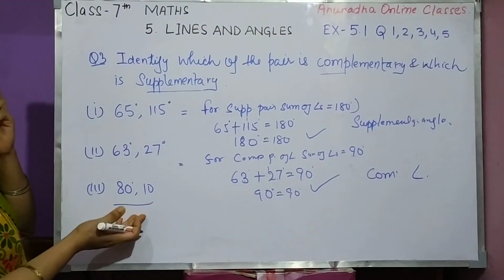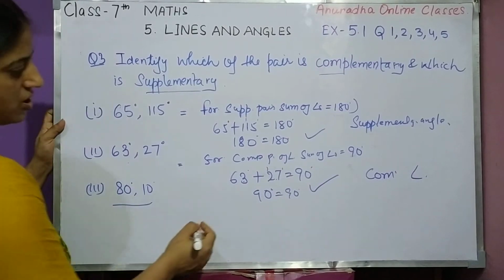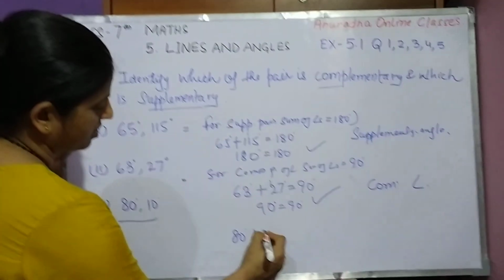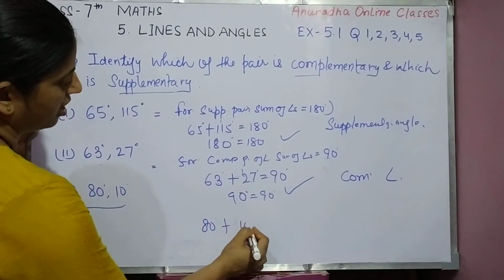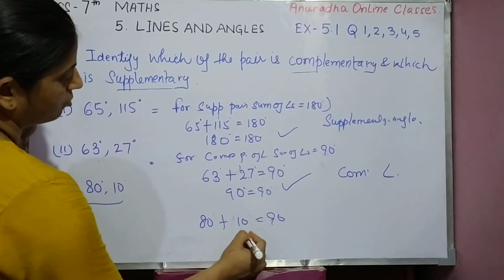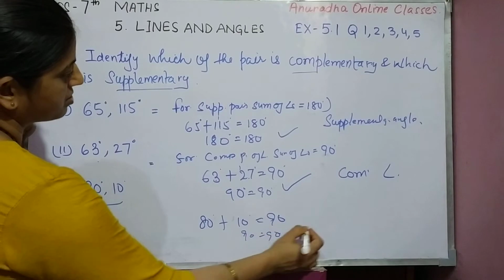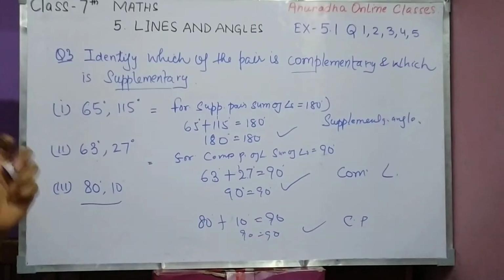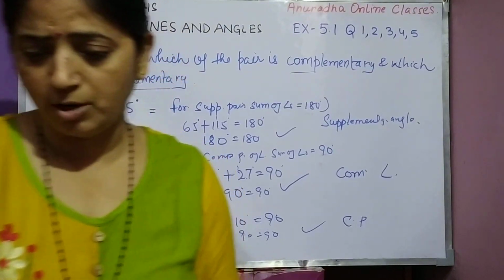Okay. Now see the third one. 80 plus 10, you can tell just by looking. It is following the condition: 80 degree plus 10 degree equals 90. So 90 is equal to 90. That means this is also a complementary pair of angles.